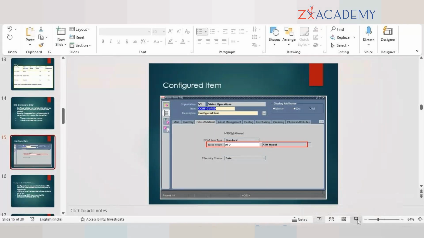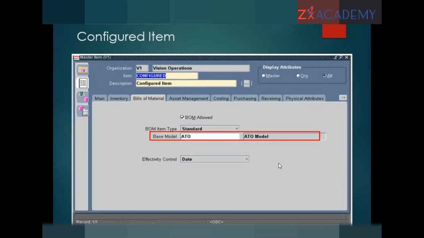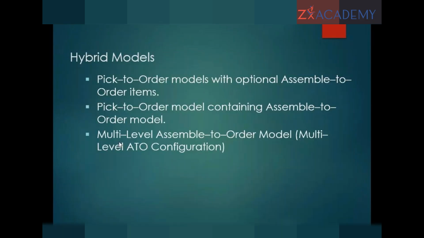So what I was saying is that in the MTL system item table, we will come to know what item it is, whether it's a model, an option class, or a standard item. In the front end, you will give it in the main page. Let me show that.